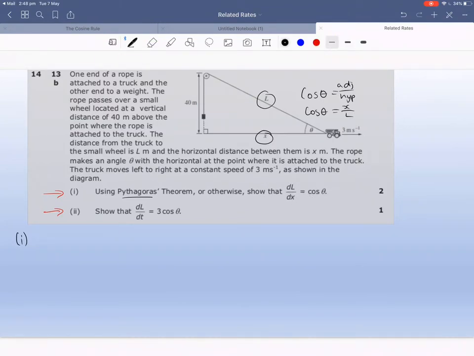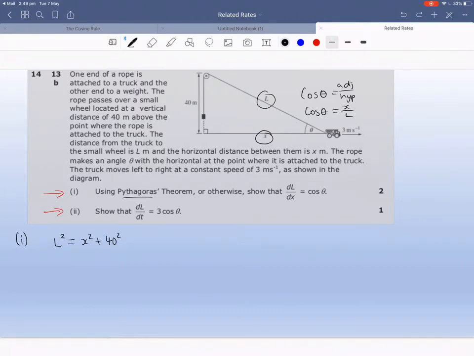Now, let's get started. So Pythagoras' theorem is just c squared equals a squared plus b squared. So in this case, c squared is L squared, x squared plus 40 squared. All right? Now, L squared, yeah, that's really good.